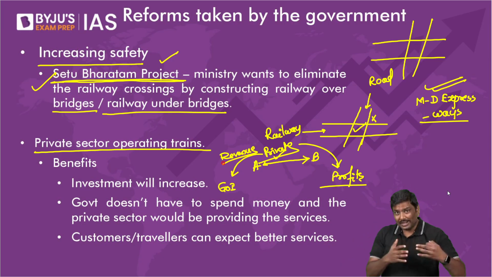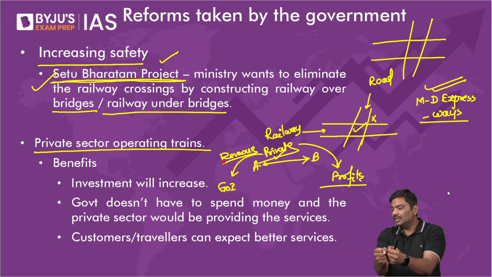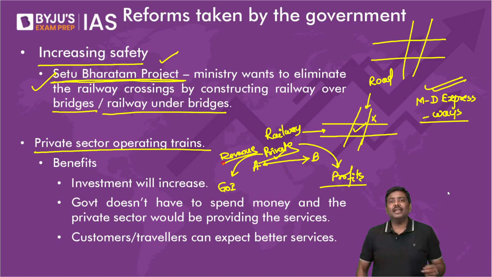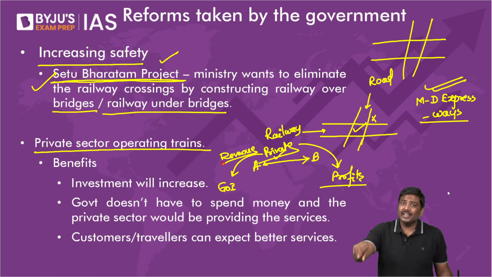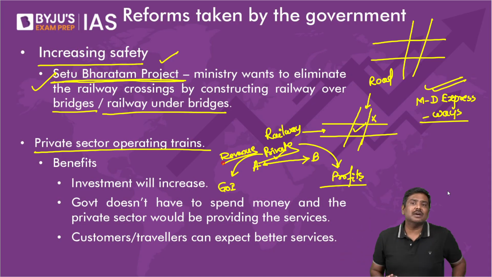Until now, government used to spend a lot of money to operate trains. Now the government says, I will not spend money. The private sector will spend money. They will operate the trains, but they will share part of the revenue with me. So the government, without spending money, is earning money through this model. And what is the benefit to the customer, such as you and me, the passengers? What is the benefit to all of us?